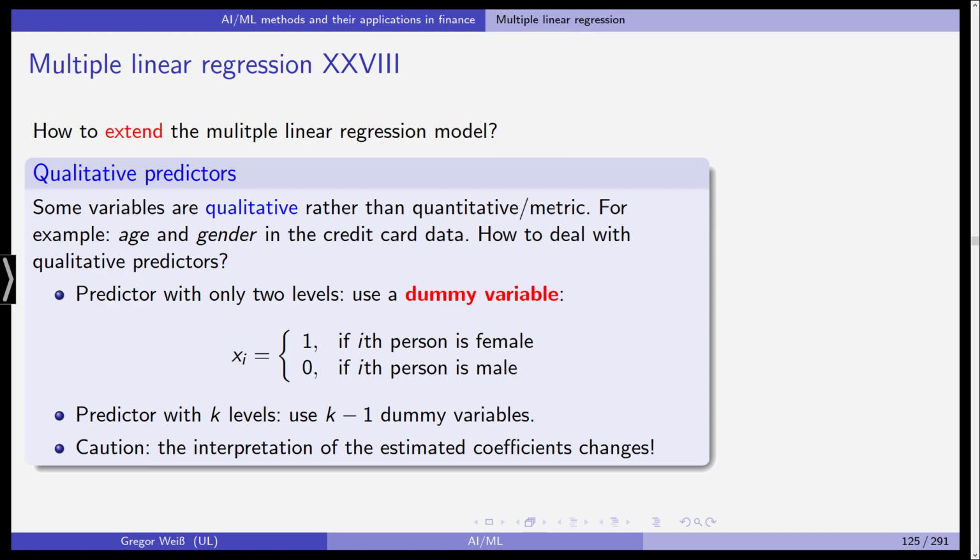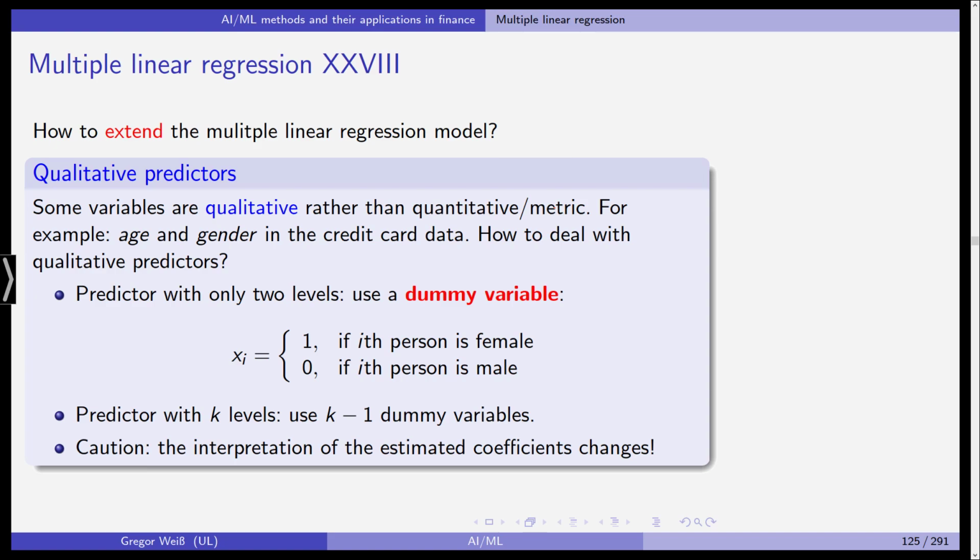Now, in the examples before, we've already seen some of them, but most of the time we have metric variables, quantitative variables. For example, could be income, could be a price for a stock, etc. But some variables are actually qualitative. For example, age, gender in our credit card data. So how should we deal with qualitative predictors? If the predictor is a qualitative variable, it's pretty simple. We can use a dummy variable.